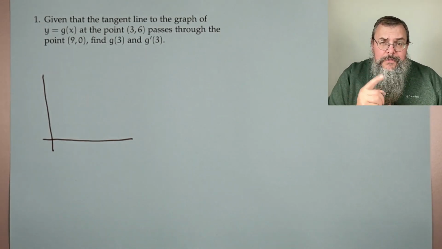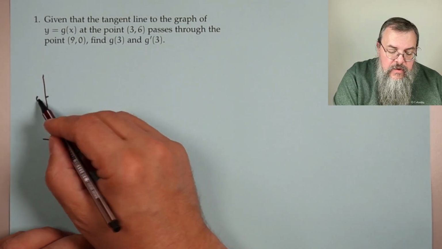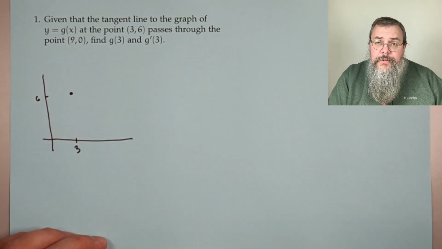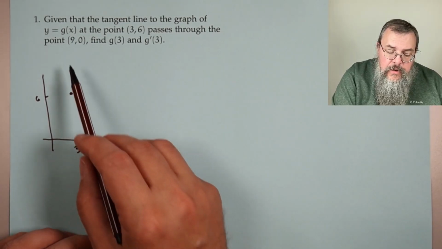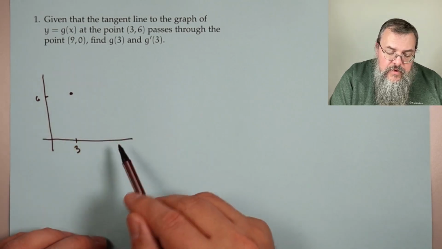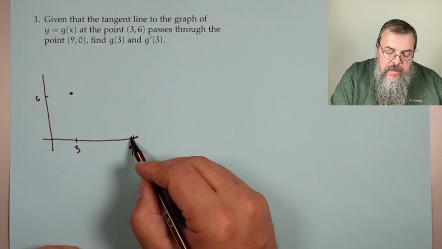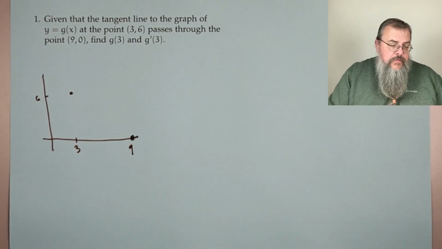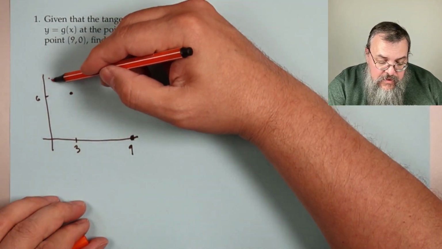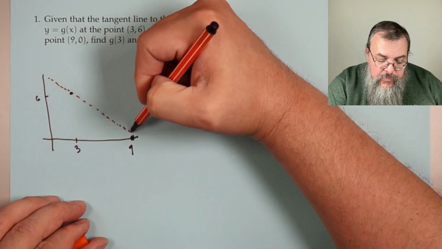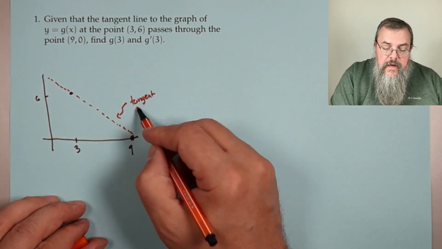We more or less have one piece of information, which is that if you go to (3, 6), the graph has to pass through that point. Moreover, the tangent line also passes through the point (9, 0). So if you came over here to 9, and here's (9, 0), you could connect the two points of that tangent line, and you can say exactly what the tangent line is. Okay, so here's our tangent line. Now, what's our big aha?